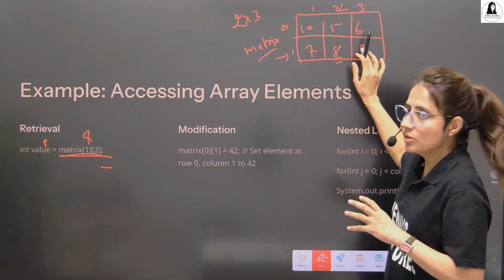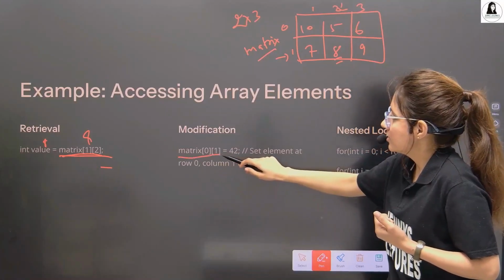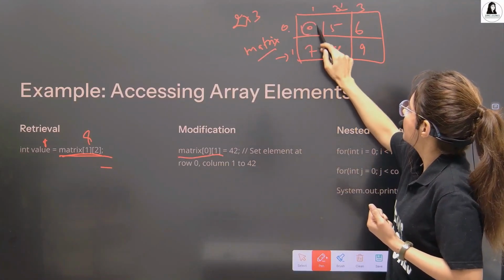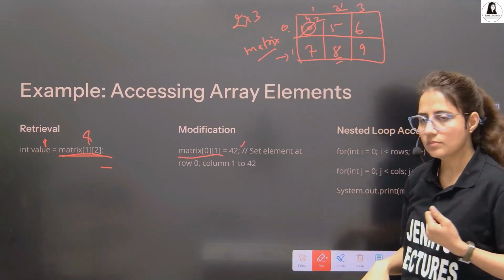You can modify especially any element here. Simply you can set matrix 0, 1. So 0 and 1, this element is equal to 42. It would be set to 42.